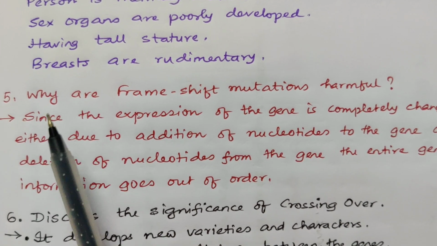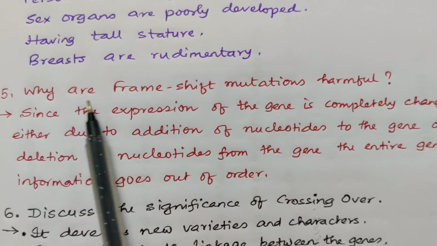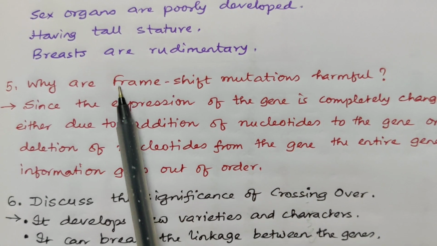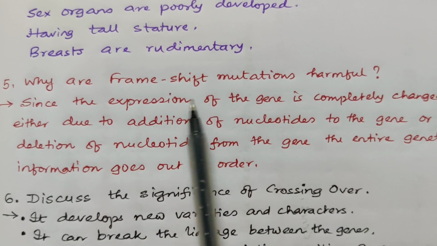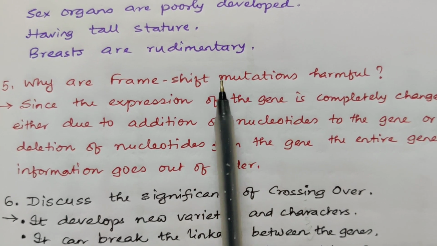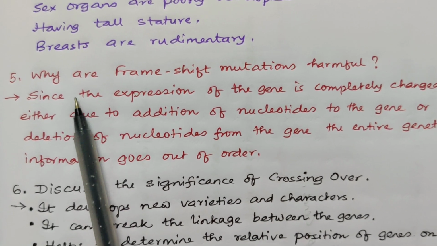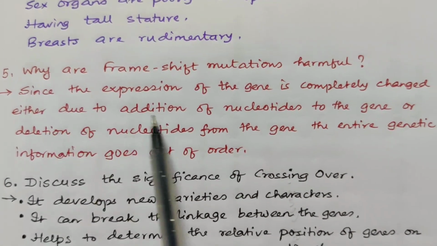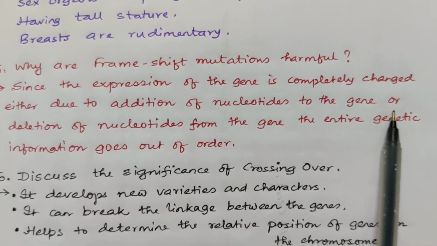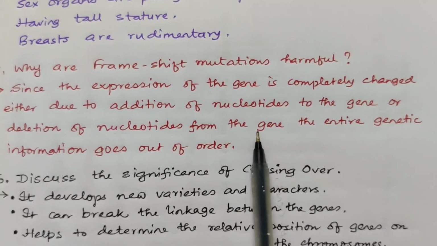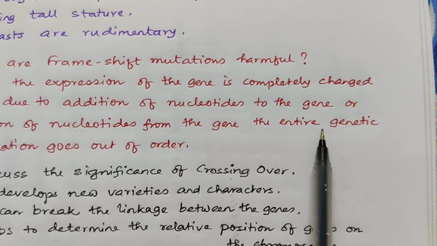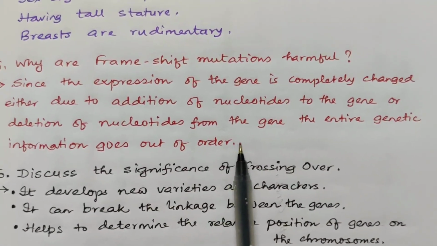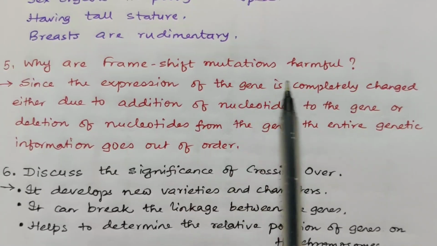So coming to the next part of the question, number 5. Why are frameshift mutations harmful? Frameshift mutation can cause insertion or deletion of genes. Since the expression of the gene is completely changed, either due to the addition of nucleotides to the gene or deletion of nucleotides from the gene, the entire genetic setup or information goes out of order. Hence it is dangerous.